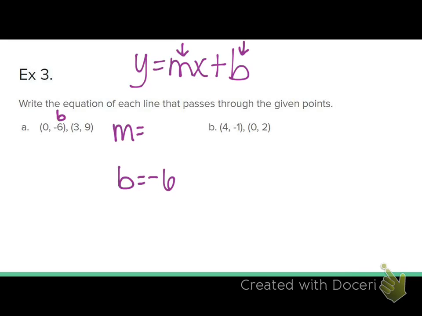Okay, then we have a little bit of work to do to find the slope because we have to use our formula. So remember, we have to use y2 minus y1 over x2 minus x1. 9 minus negative 6 over 3 minus 0. Subtracting a negative means I'm really adding that 6. 9 plus 6 is 15. 3 minus 0. So that reduces to be what? 5 over 1, or you can just write it as a 5. I'm okay either way.